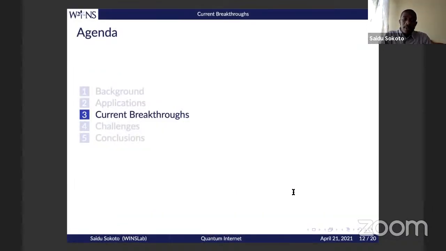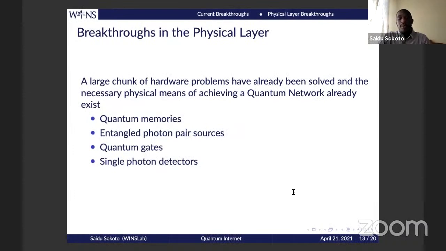So what are some breakthroughs that have been achieved so far in the research related to quantum computers? Well, while I wouldn't say I'm proficient in physical layer achievements, all the work we intend to do or that is yet to be done in the networking domain has to rely on achievements made in the physical layer. So a large chunk of hardware problems have already been solved, and the necessary physical means of achieving quantum networks already exist. We have quantum memories, we have different labs in the world focusing on different areas.